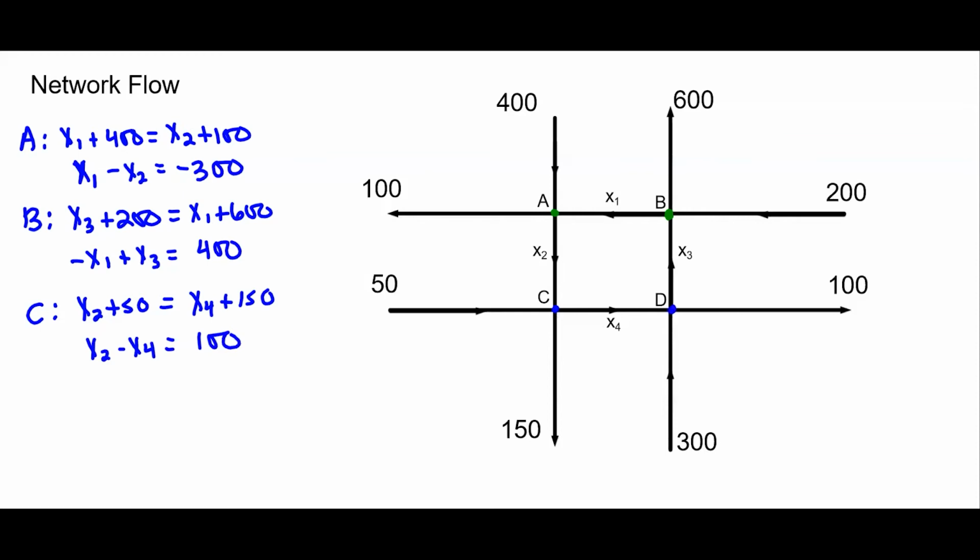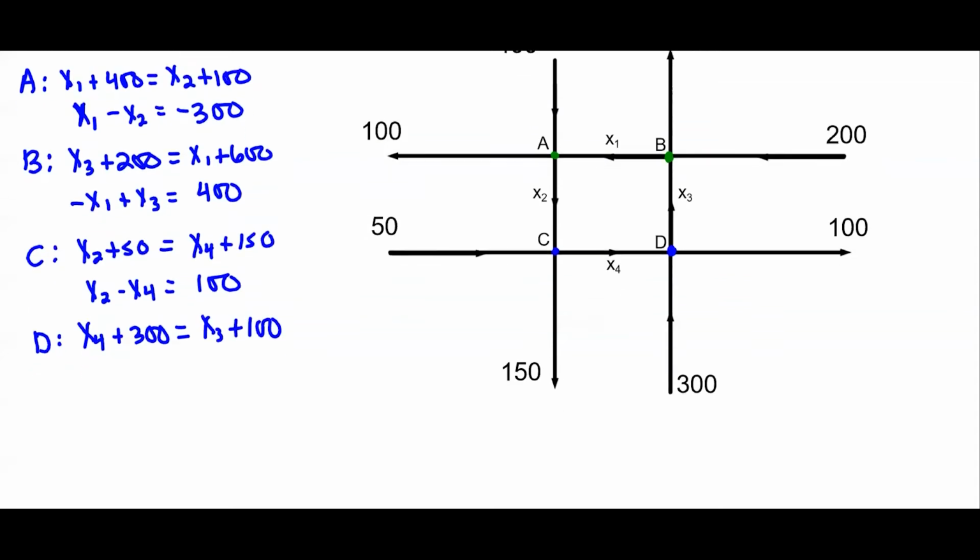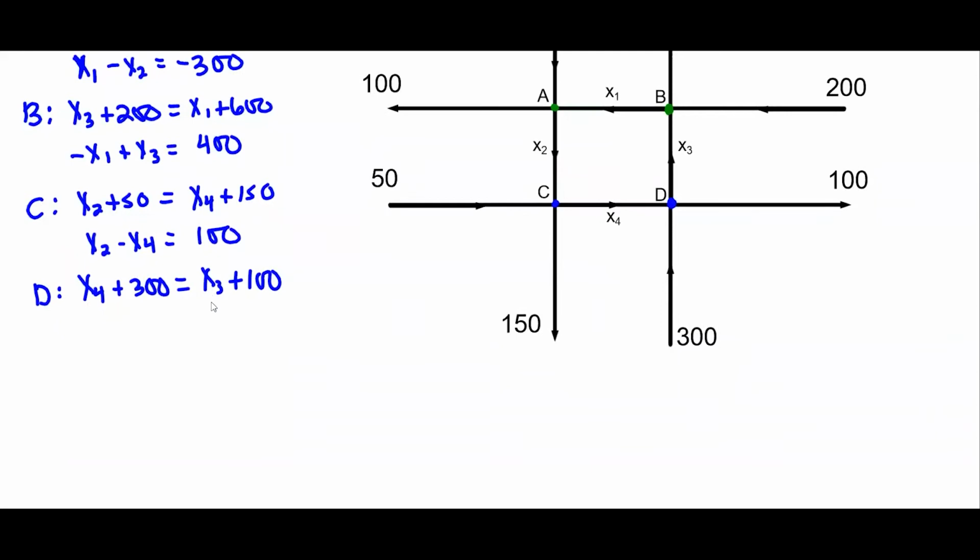So there's one more to go, intersection D. What's going in? x4 plus 300 is going to equal what's coming out. What's coming out is x3 plus 100. And then I'll move the x3 to the left. I'll move the 300 to the right, and I have my last equation.